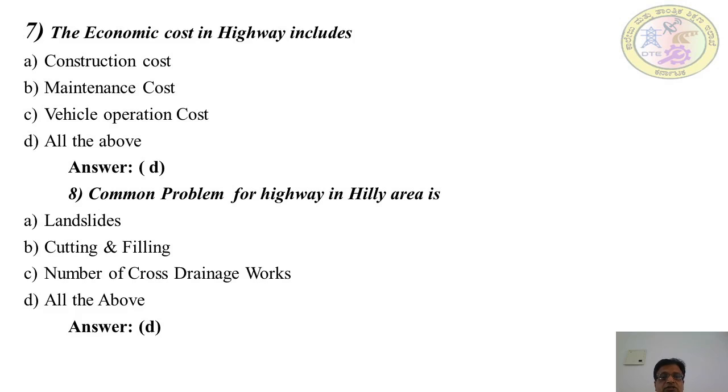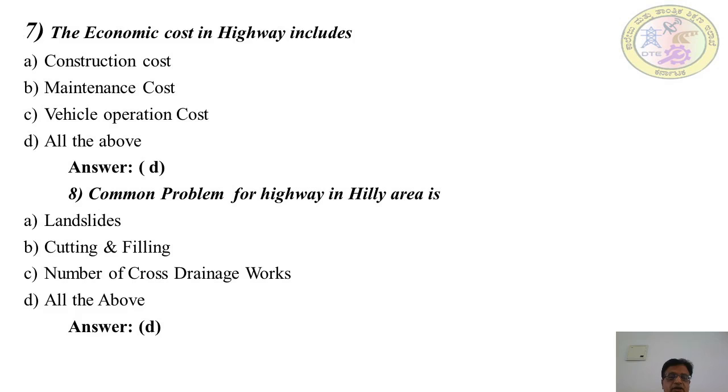The economic cost of a highway includes: construction cost, maintenance cost, vehicle operation cost, all of the above. So the economic cost of a highway includes all three: construction cost or the initial cost, maintenance cost and vehicle operation cost, which is nothing but VOC. So the answer is all the above, D.